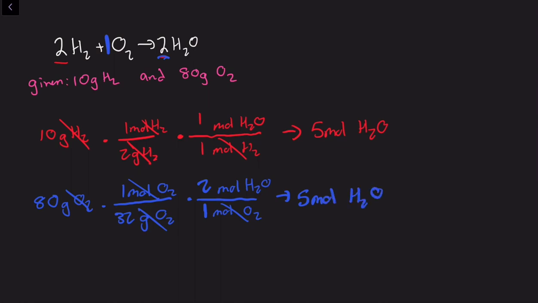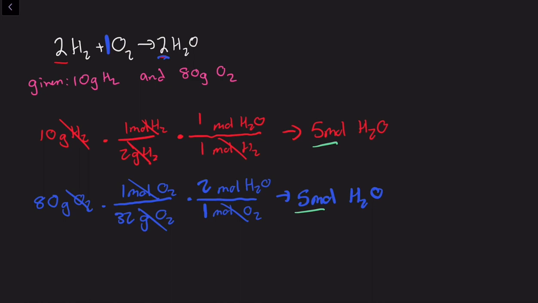Now we want to compare how many moles of H2O our 10 grams of hydrogen produced, as well as our 80 grams of oxygen. Well, our hydrogen produced 5 moles, and our oxygen also produced 5 moles. So that means if we have 10 grams of hydrogen and 80 grams of oxygen, both of them will make 5 moles before they run out. So we actually don't have a limiting reactant, or they can both be considered the limiting reactant because they'll run out at the same time.